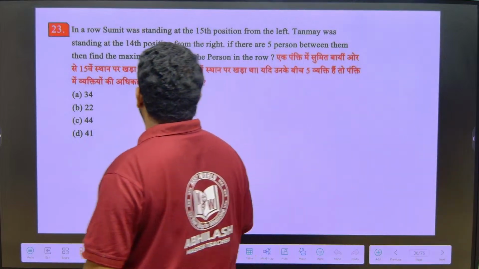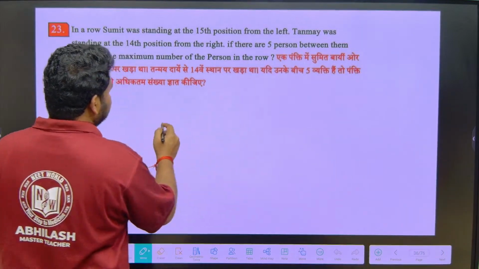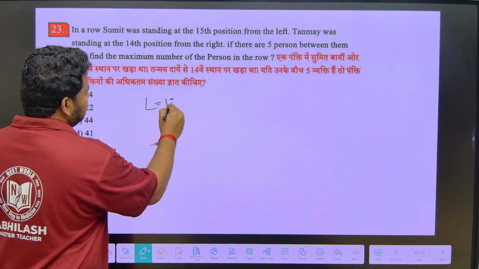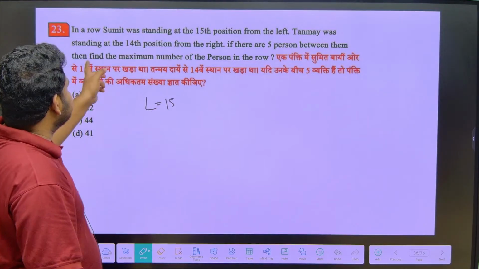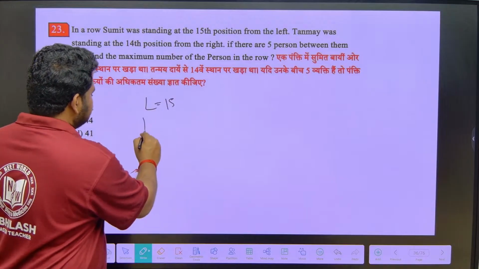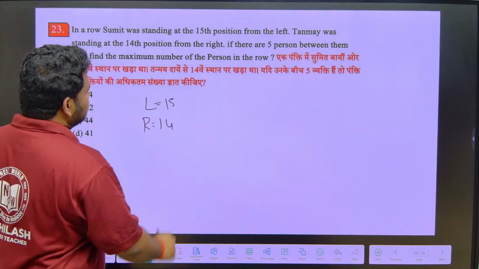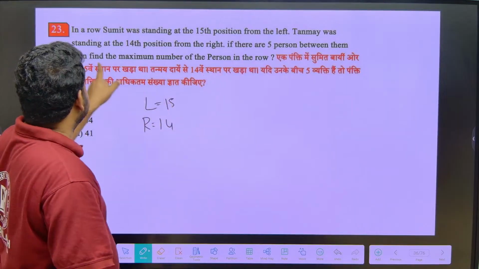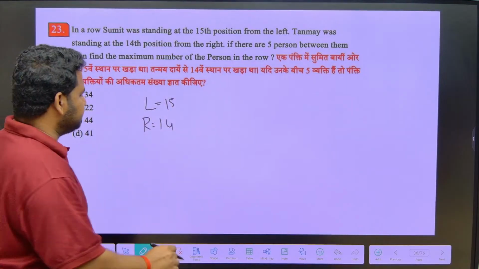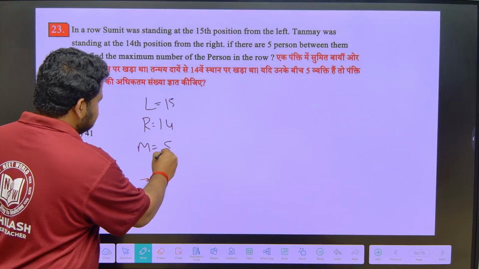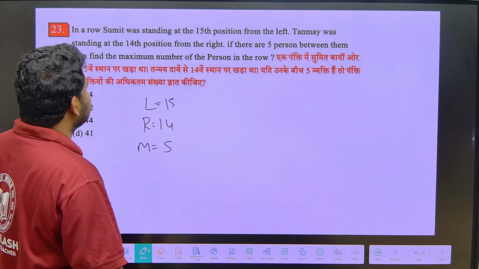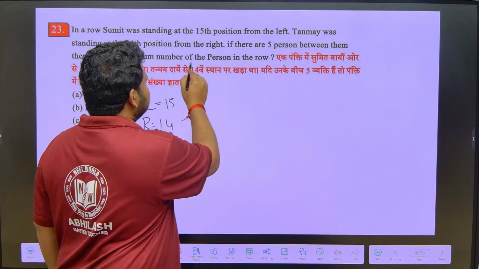In a row, Sumit was standing at the 15th position from the left. That is, from the left, it is 15th position. Tanmay was standing at the 14th position from the right. The name doesn't matter for us in this question. Right is 14th. If there are 5 persons between them, that means middle is 5 persons. They are asking us to find the maximum number of persons in the row.